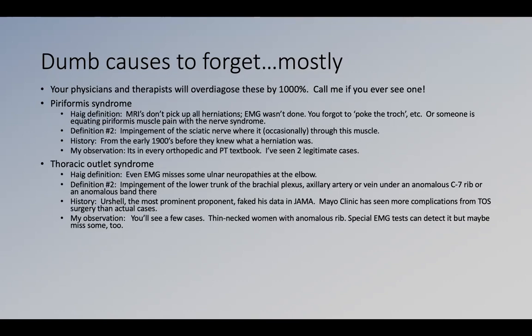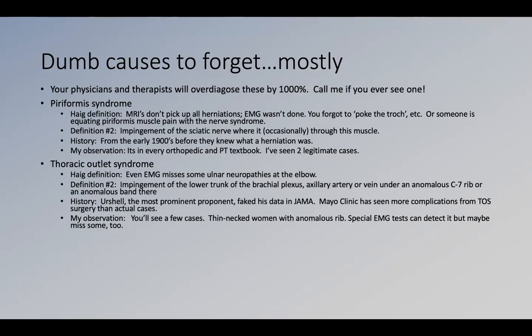Bummer, huh? Because we got a whole generation of surgeons thinking they know what they're doing, and Urschel's stuff doesn't die quickly. The Mayo Clinic has seen more complications from people getting thoracic outlet syndrome surgery by idiot doctors than they've seen actual cases. Now, here's the deal. You will see a few cases. I've seen a few cases, but they're almost always like a thin-necked woman with an anomalous rib.